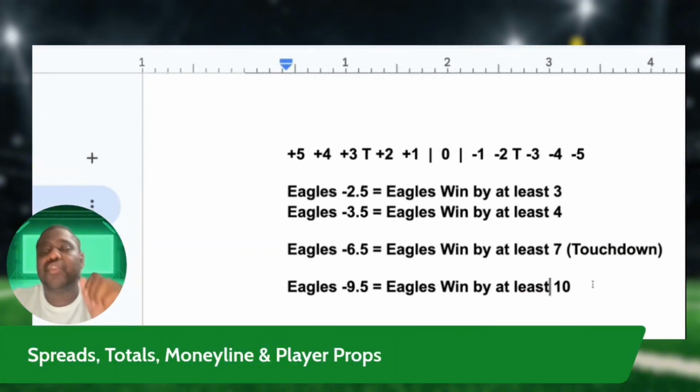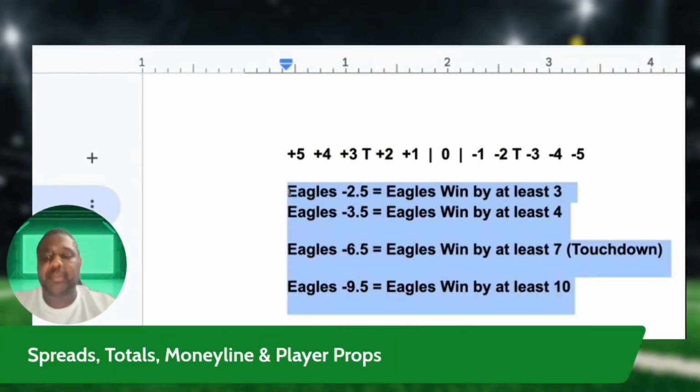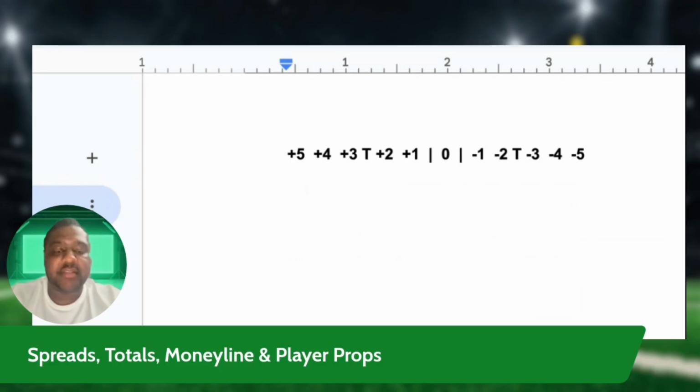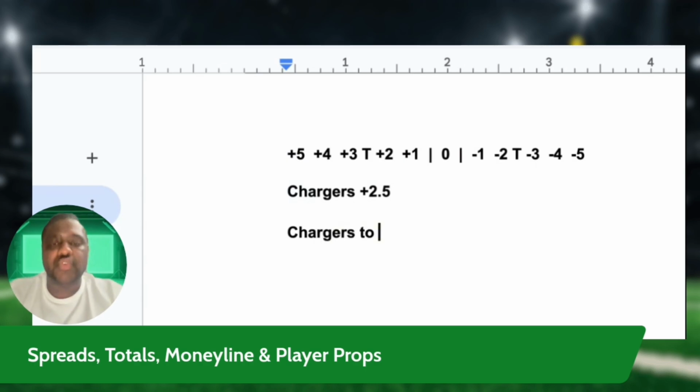Now, let me go back to Chargers. Let me type that out for you. Let's say you took Chargers plus 2.5. All that's saying is Chargers to lose by at least 2.